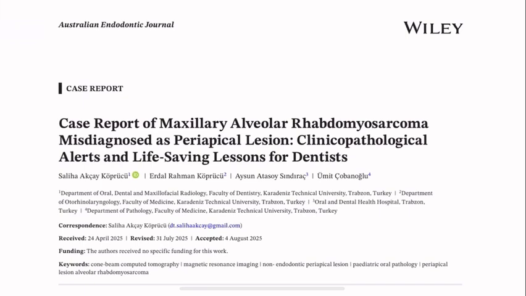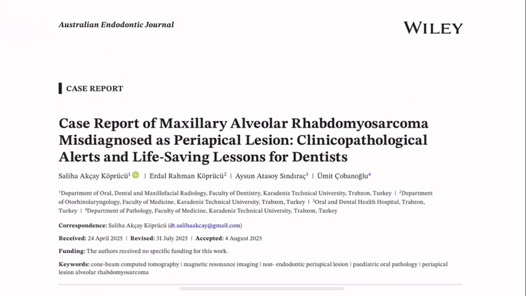This case report, published in the Australian Endodontic Journal in August of 2025, described a rare case of alveolar rhabdomyosarcoma that initially presented with clinical and radiographic features resembling an endodontic periapical lesion.